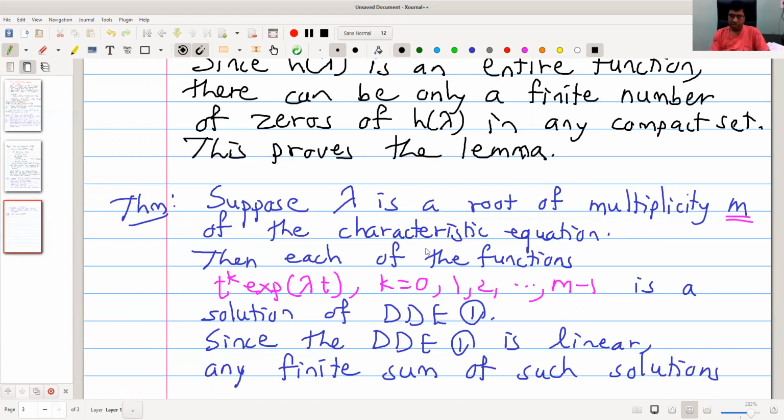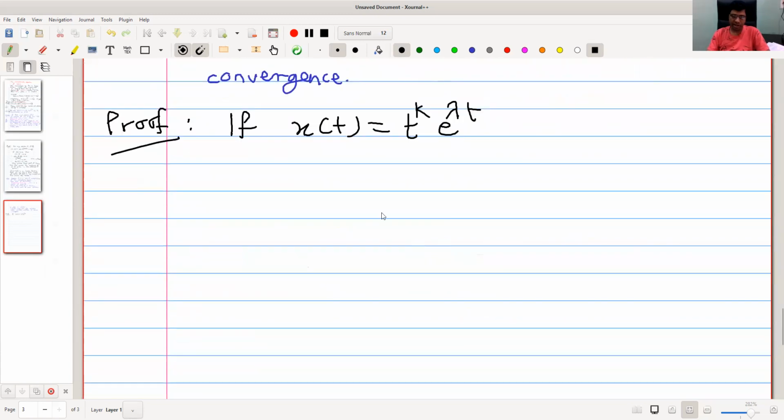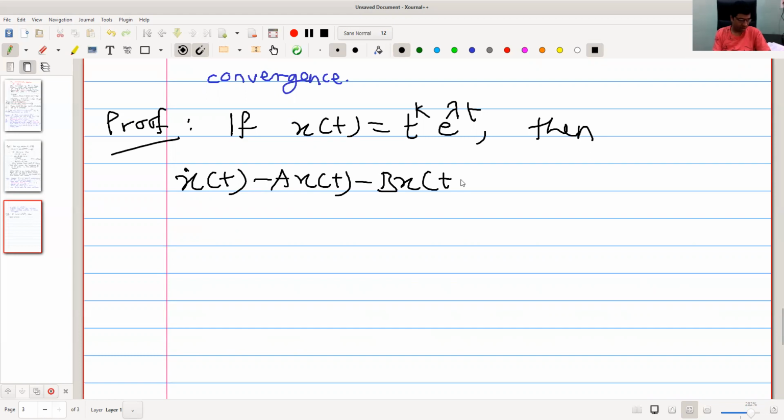Here we write x of t equal to t raised to k e raised to lambda t, and we have to show that this is a solution of the given delay differential equation. Then let us substitute this in the given delay differential equation. So what is the left hand side? It is x dot of t minus a x of t minus b x of t minus r. We have to show that this is equal to 0.